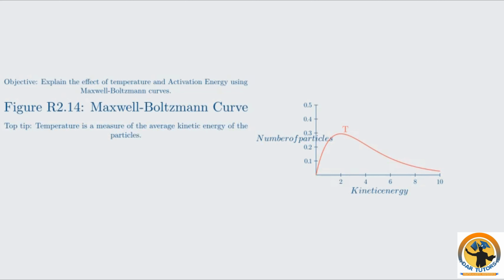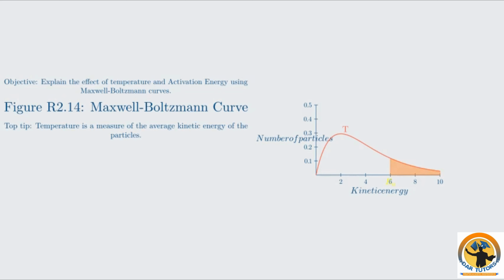A top tip is that temperature is a measure of the average kinetic energy of the particles. So at any given temperature, particles have a wide range of energies, not a single one. Recall that a reaction requires particles to have at least the activation energy, E sub A. On this curve, we can mark E sub A.